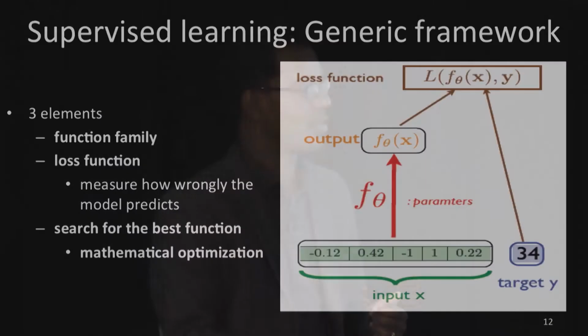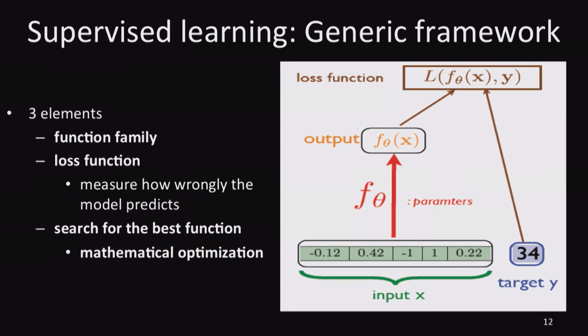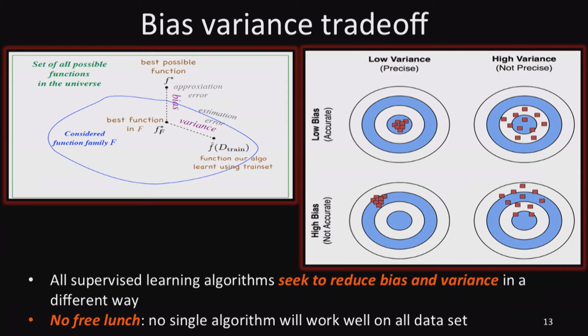The third component is the search for the best function. Any value of theta will produce some value of f theta of x, but eventually you want to reduce this loss function. So you can formulate this as a mathematical optimization problem and then solve it using optimization algorithms, for example, stochastic gradient descent. So here is the key concept behind any supervised learning algorithm. There are different classes of supervised algorithms, and they exist for a reason, because there is no single algorithm that can perform well on all different data types. So you have to find the right algorithm for the given data.